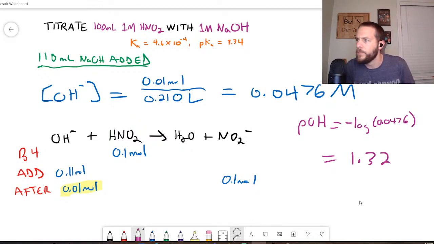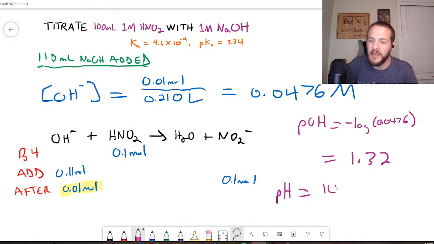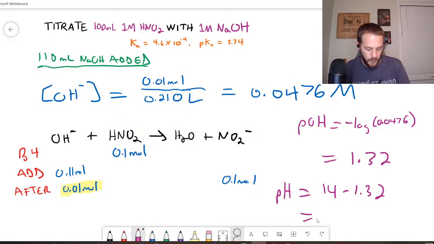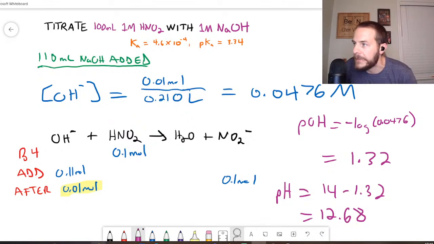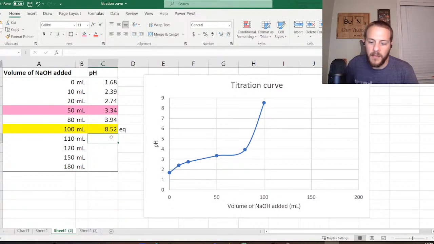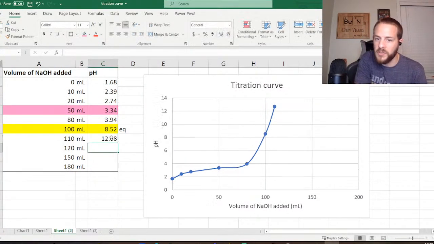1.32 is what I got. And so, yeah, 1.32. We understand that the sum of pH and pOH is 14, right? So pH is going to be equal to 14 minus the pOH, 14 minus 1.32, and that is equal to 12.68. That is our pH. So let me go ahead and type that 12.68 into the spreadsheet here.